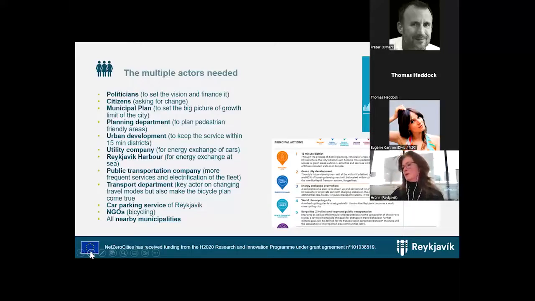We have 7 municipalities nearby. In total, we are around 200,000 in the near area, and people are living maybe in one municipality and working within Reykjavik and vice versa. So it's extremely important to work together with the other municipalities around as well.